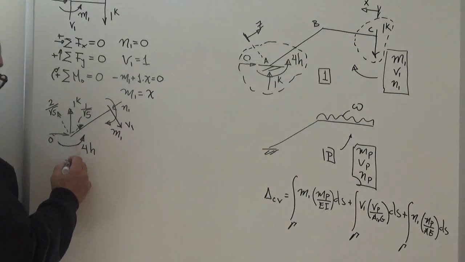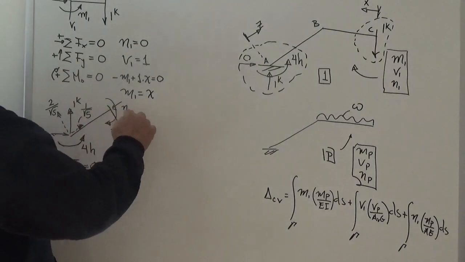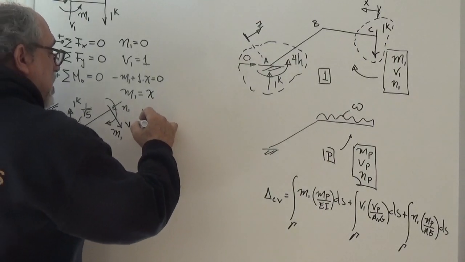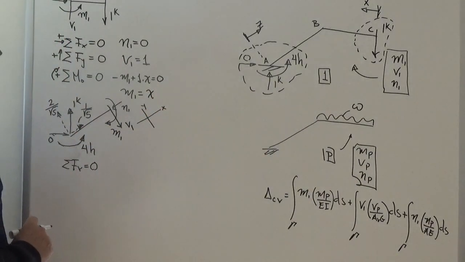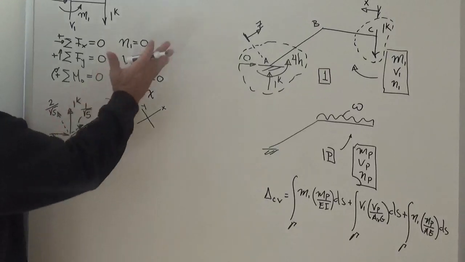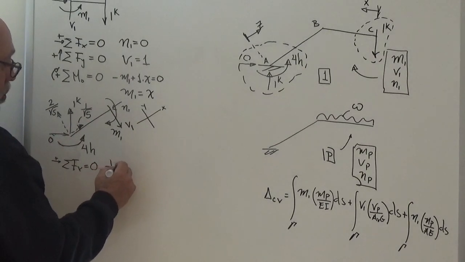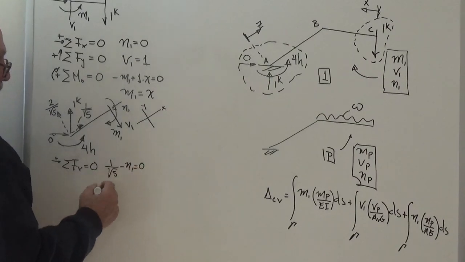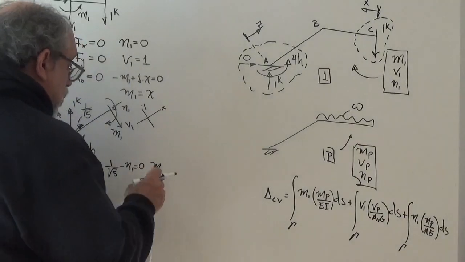From sum of the forces in the x direction equal to 0. Now here this bar is inclined, so I would normally do this in my presentations. I would say, okay, this is x and this is y as far as this drawing is concerned. So if I say sum of the forces in x, I really mean this way, right? Taking, let's say, that way as positive along the positive x. So I would have 1 over square root of 5 minus n1 is equal to 0. Therefore, n1 is equal to 1 over square root of 5.